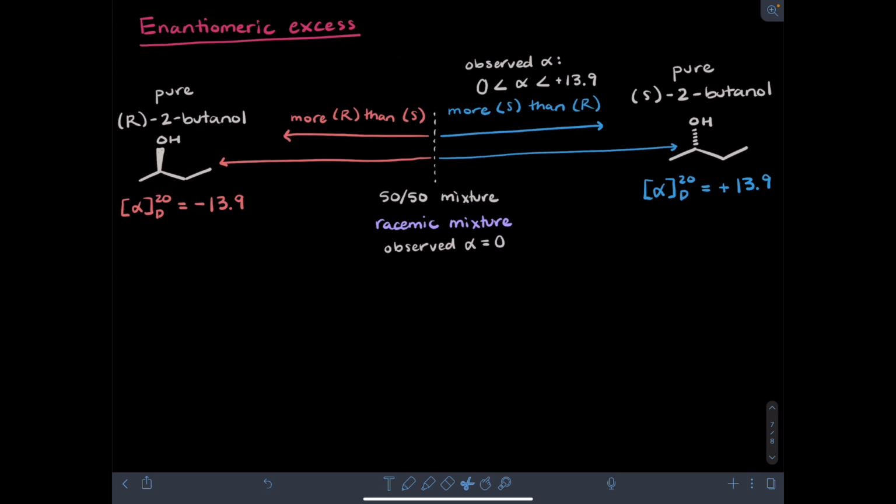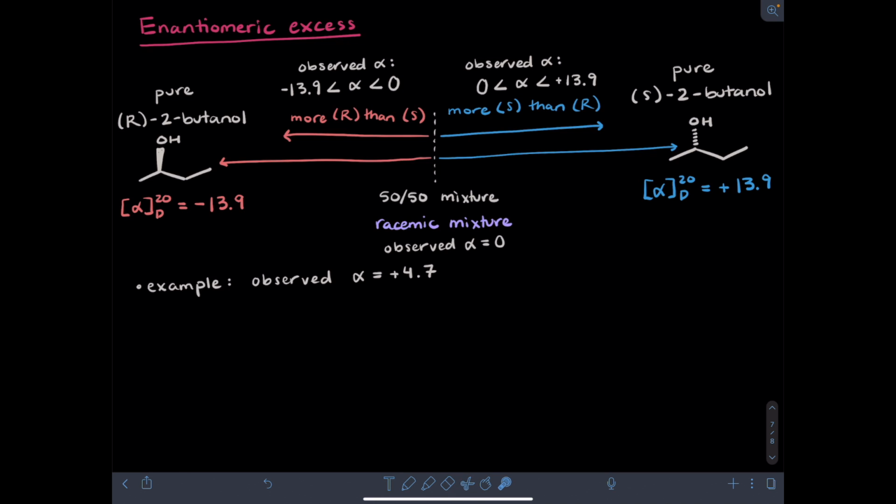Alternatively, you could have a scenario where you have more of the R configuration than the S. In this case, your number will be somewhere between negative 13.9 and 0. Here as well, your exact number will depend on just how much more R enantiomer you have.